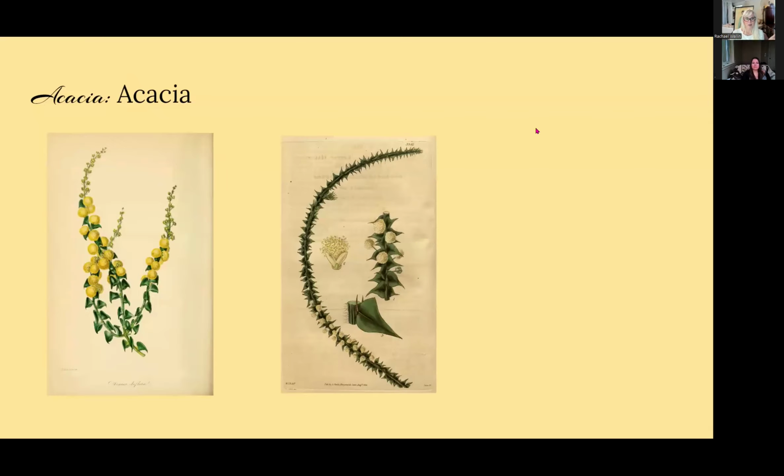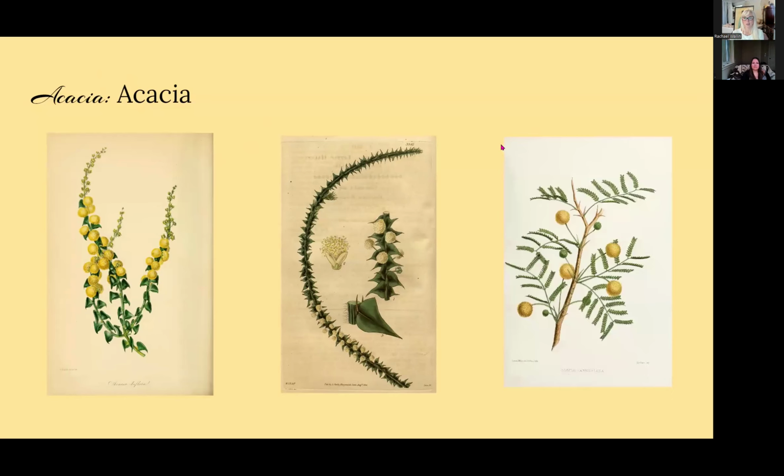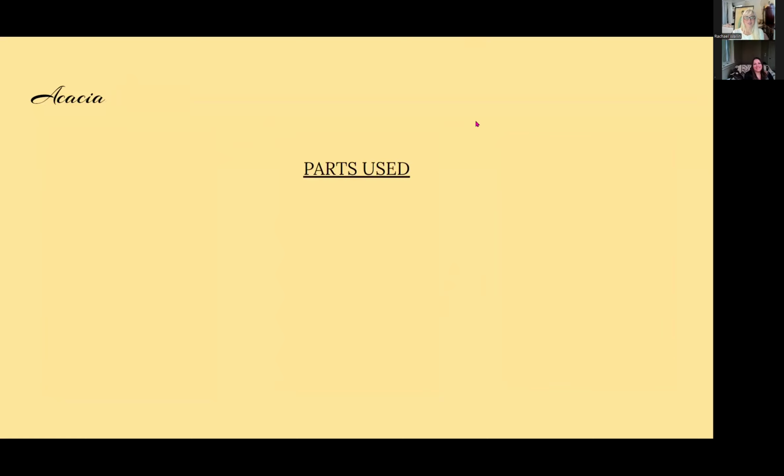So this is what some acacia looks like. A lot of them have these little balls of light. See how cute they are? The little pom-poms. Exactly.